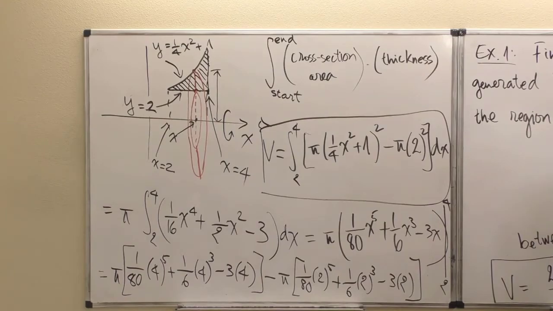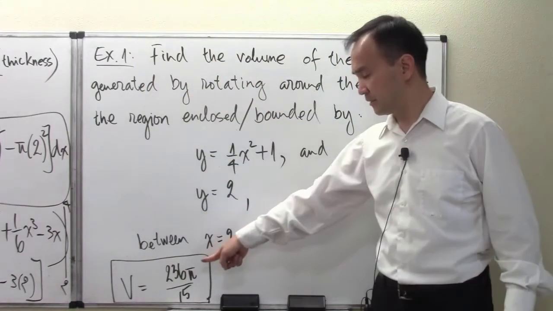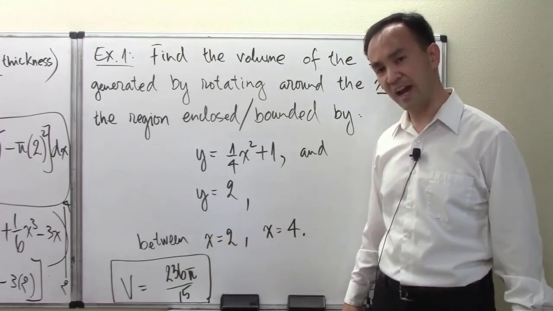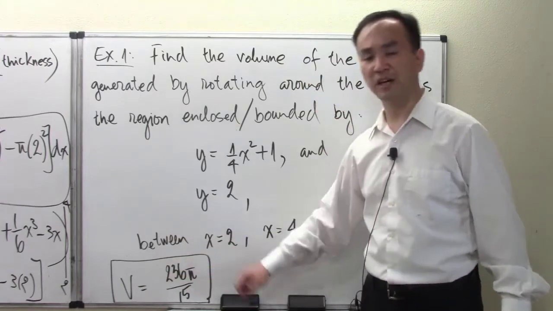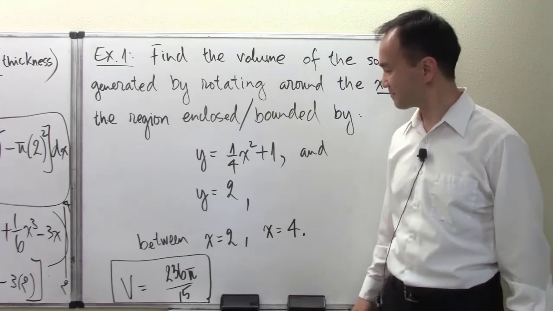So we found the volume of that solid here is 236 pi over 15. But admittedly I haven't had time to carefully check my final answer here yet in terms of the computational part.